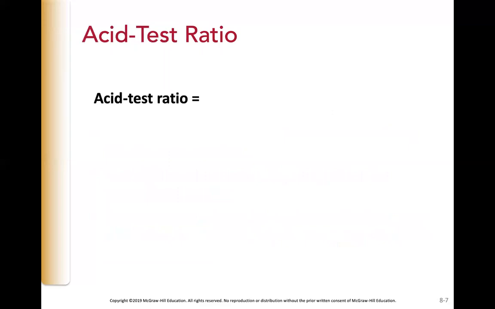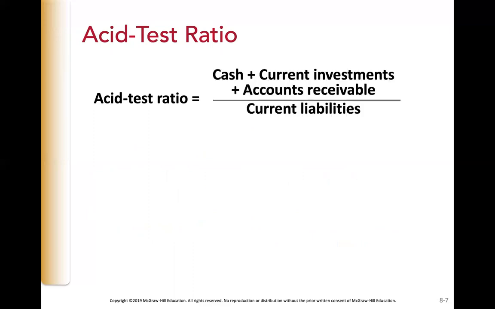But an even better ratio is the acid test ratio, also called the quick ratio. It's similar to the current ratio, but it's based on a more conservative measure of current assets available to pay current liabilities. The quick ratio, or the acid test ratio, is cash plus current investments plus accounts receivable only, divided by current liabilities. These are considered quick assets: cash, current investments, and accounts receivable.